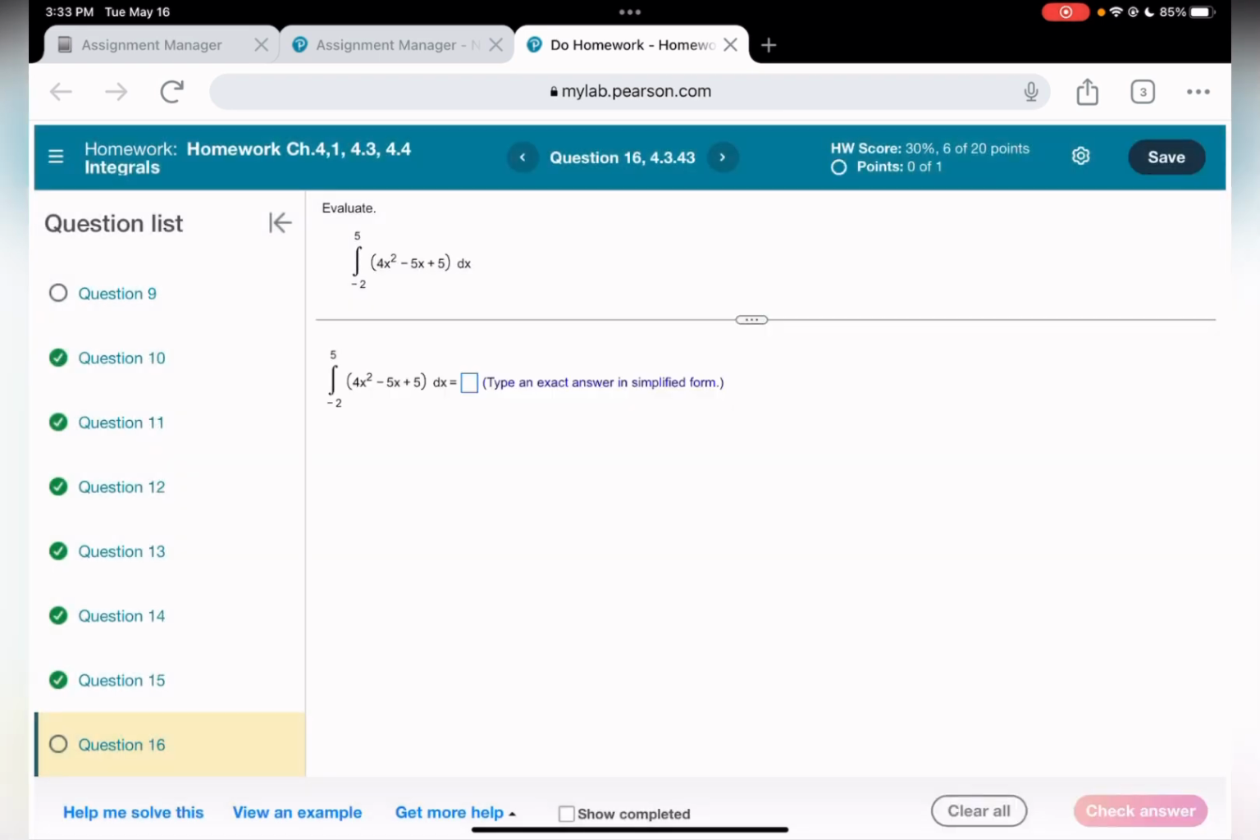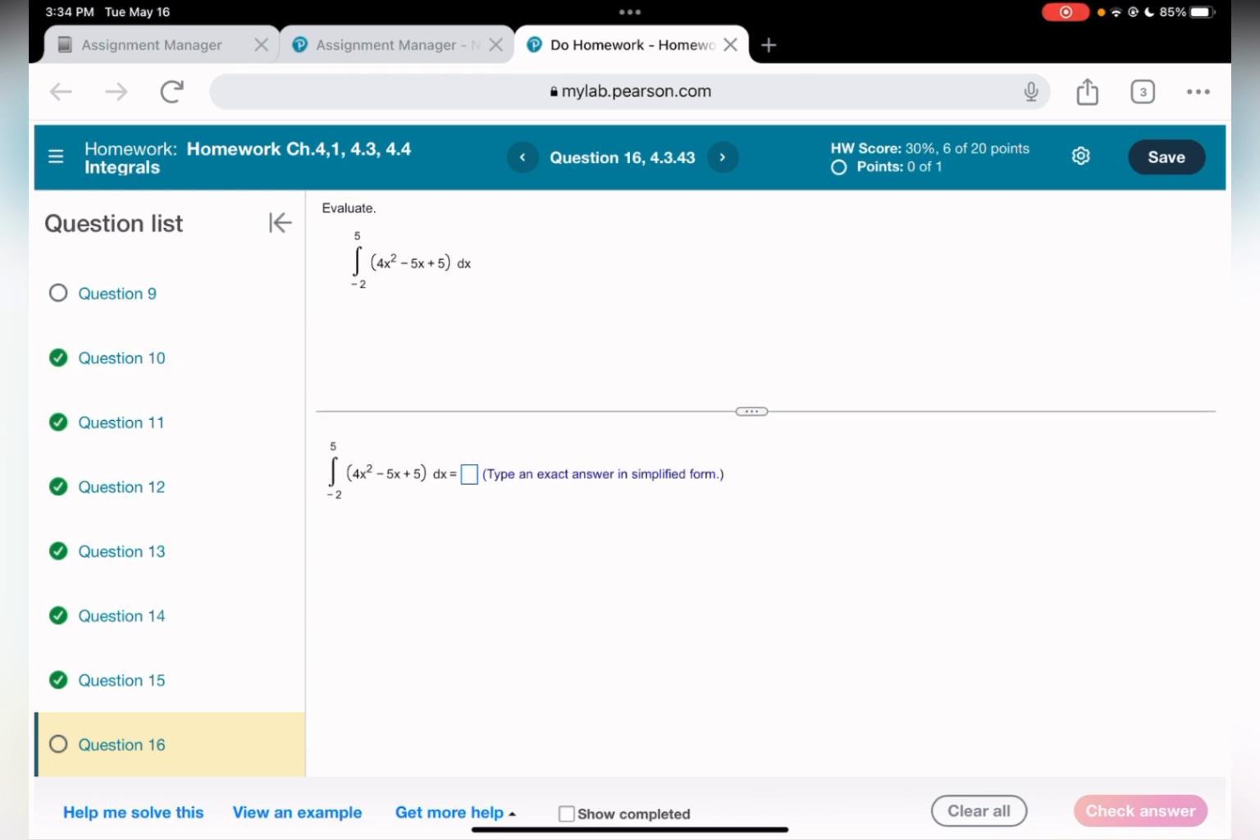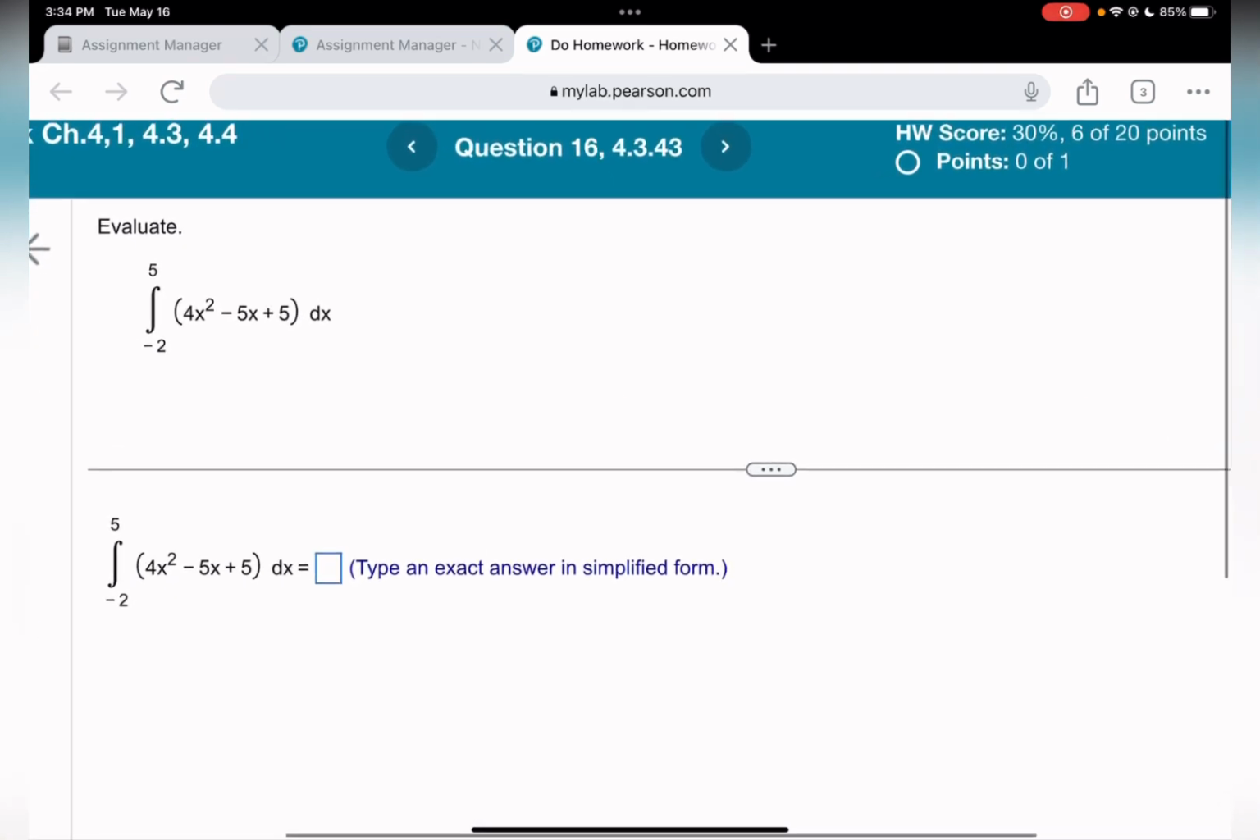Okay, nice work. Moving to question number 16. So we are going to solve a definite integral. By the way, the integrals that have the interval, which in this case is negative 2 and 5, these integrals we call definite. And the ones that we solved before and didn't have an interval, we call indefinite integrals. Okay, so let's solve. Let me take a picture so I won't mess it up.